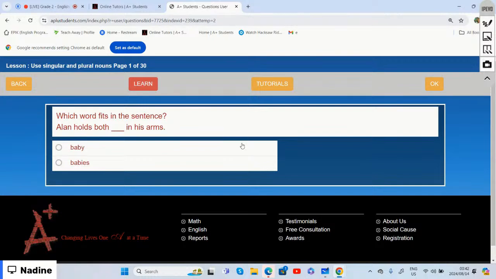Alan holds both. Do we say both baby in his arms? Or do we say both babies in his arms? Option one, both baby, or option two, both babies. We need to choose the correct one. Alan holds both baby in his arms. Which one is correct?